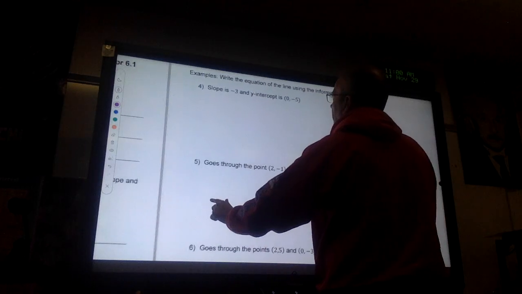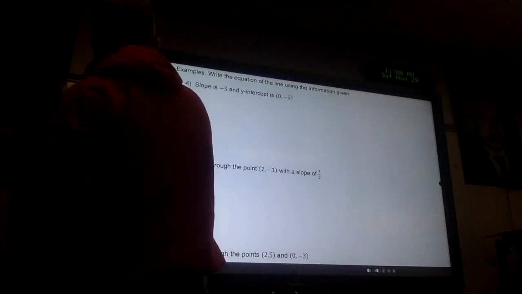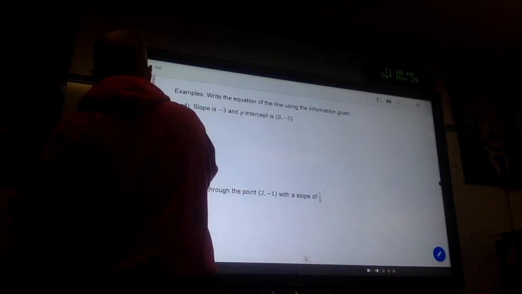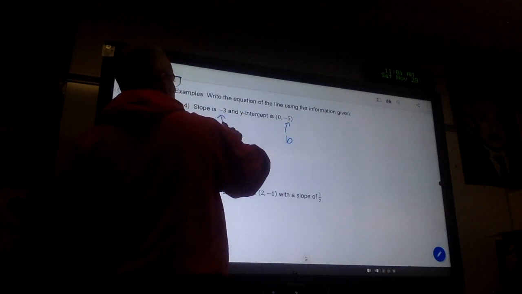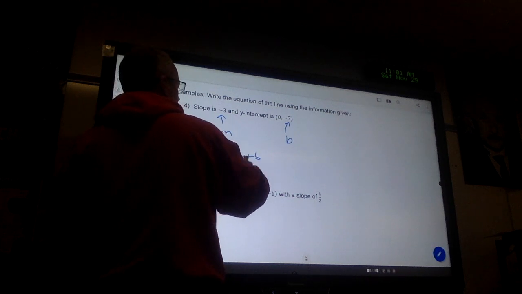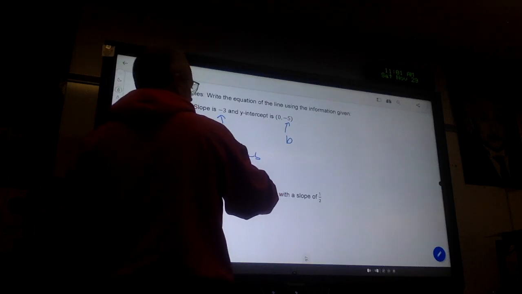Alright, so let's take a look at these. We want to write the equation. So they tell us we have a slope of -3 and a y-intercept of 5. So this right here is our b value. This is our slope. And so if we plug into y equals mx plus b, we just directly plug in for m and b. So we have -3x plus 5.